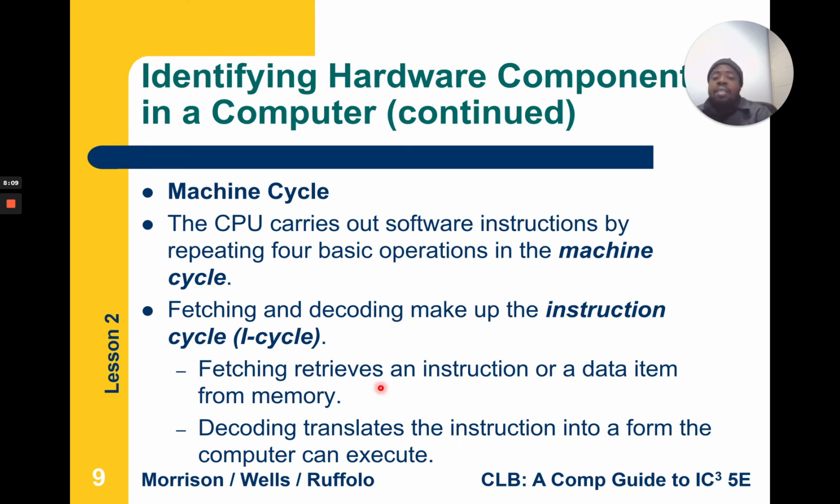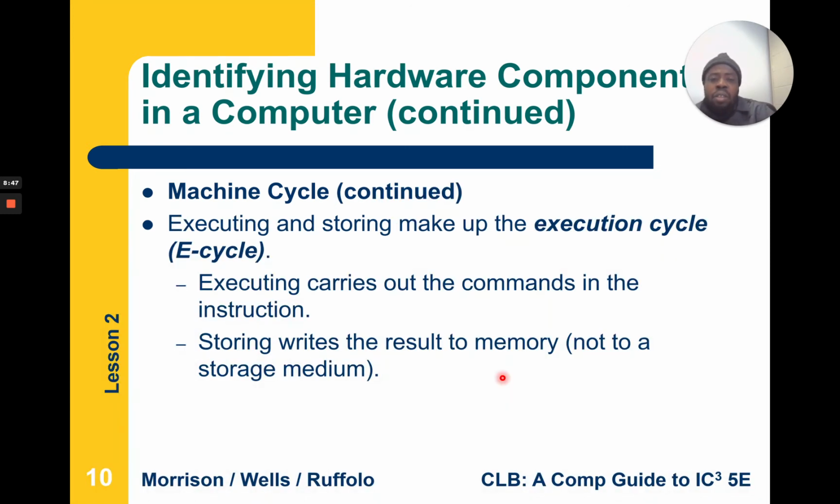The next thing is the CPU will retrieve the instruction for addition. After that, it will decode, translating the instruction into a form that the computer can execute. Like 4 plus 5 equals 9. Retrieve and understand 4 and 5, compute addition, that is the instruction, and then execute it. So you have fetching and decoding, and then you have executing and storing.